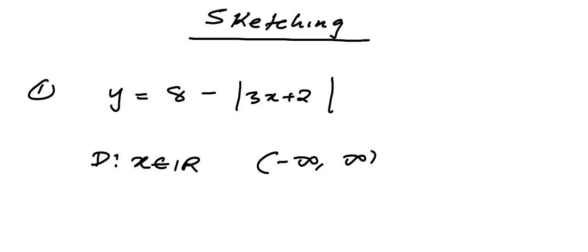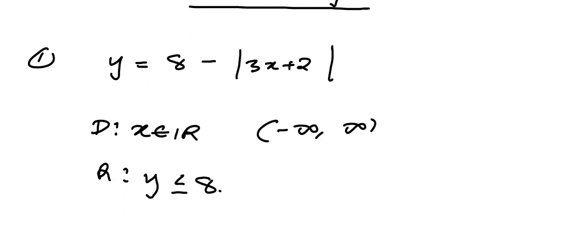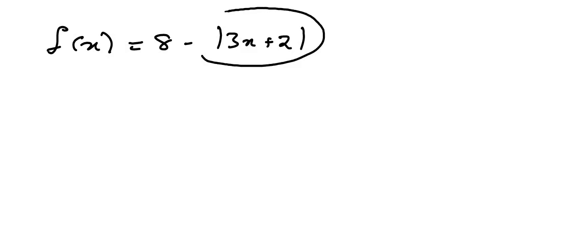Then for the range, it depends on the number which is outside here. The number which is given here is 8. This is facing down, so y has to be less than or equal to 8. Or rather, I can show it to you here: we have f of x is equal to this. We can first of all worry about this part here. That's what you're interested in. That's the first thing you do.